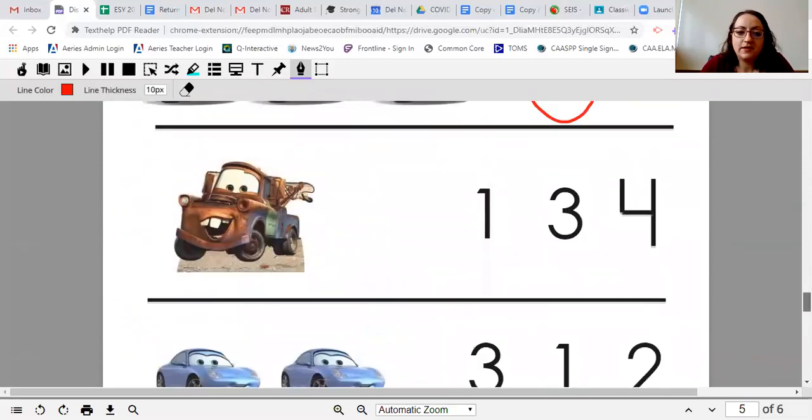Oops, went too far. So now we need to see how many Maters we have. So we have just 1. So we're going to go through. I see a 1, a 3, and a 4. So I'm going to circle the 1.